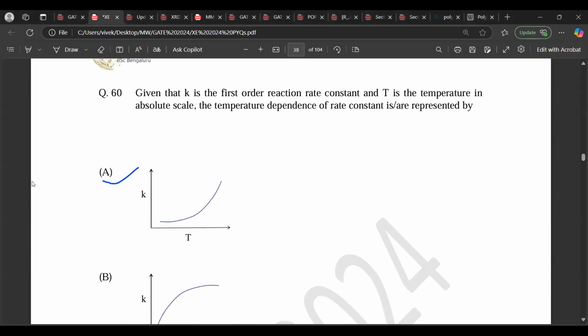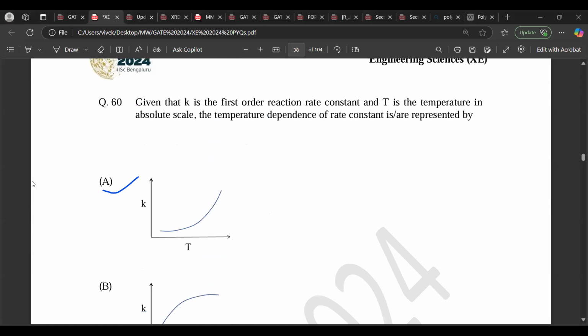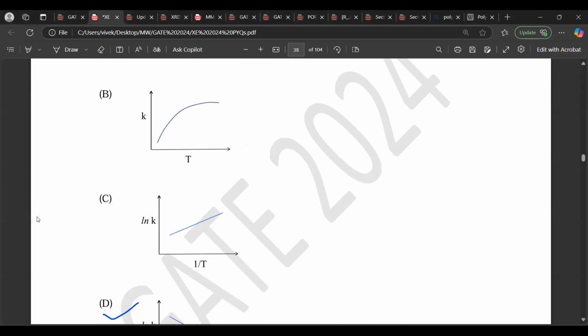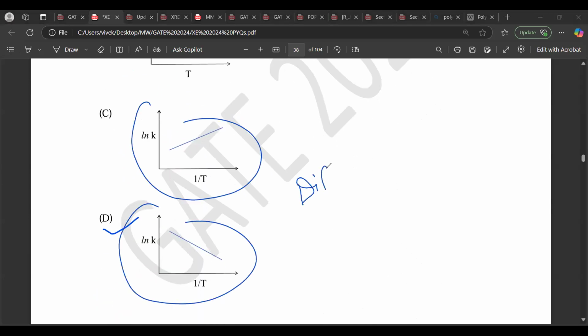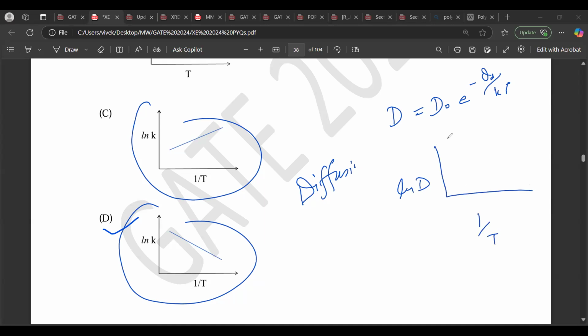Now this is a very interesting question. If you see this curve, you think, oh my god, I don't remember my first order reaction rate and its equation and formula. How will I be able to solve it? Then by seeing the options you realize, oh, this is nothing but the Arrhenius equation, very similar to my diffusion equation, D equals D naught e to the power minus Q by kT, where ln D is plotted with 1 by T, and I get something like this.